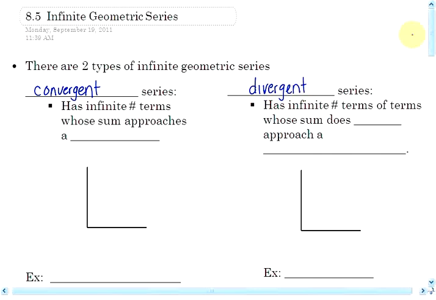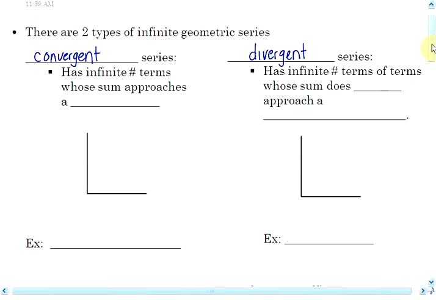There are similarities and differences. A convergent series has an infinite number of terms whose sum approaches a fixed value. And a divergent series has an infinite number of terms whose sum does not approach a fixed value.